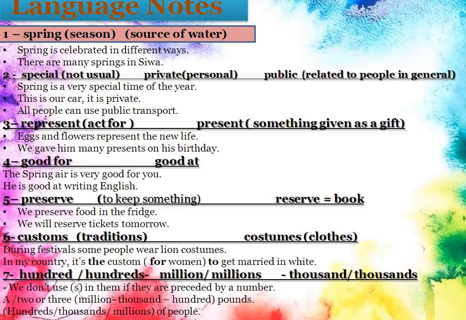Hundreds and hundreds, millions and millions, thousands and thousands. We don't use S in them if they are preceded by a number. A 300, a 3 million, a 2 million, a 200 pounds. But we can use hundreds, thousands, millions if they are not preceded by a noun or by a number. Okay?